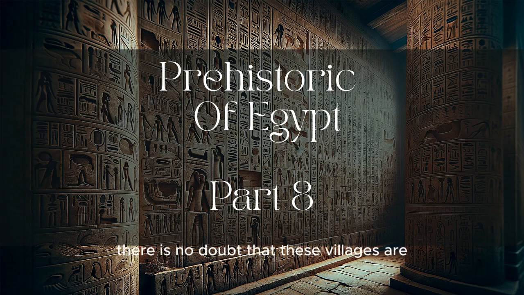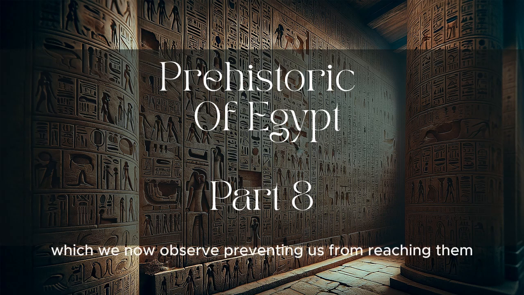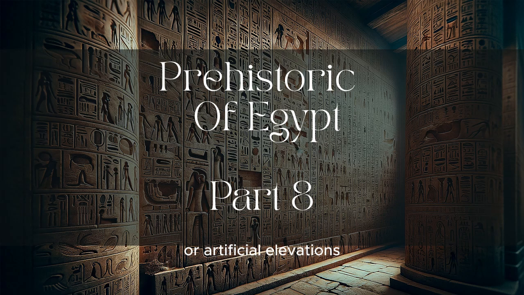There is no doubt that these villages are now covered by thick layers of silt, which continue to increase from century to century. They could be found, were it not for the rising water levels in the ground layers, which we now observe, preventing us from reaching them. They are found deep in the foothills or artificial elevations in all the Egyptian cities that appeared at the dawn of history.